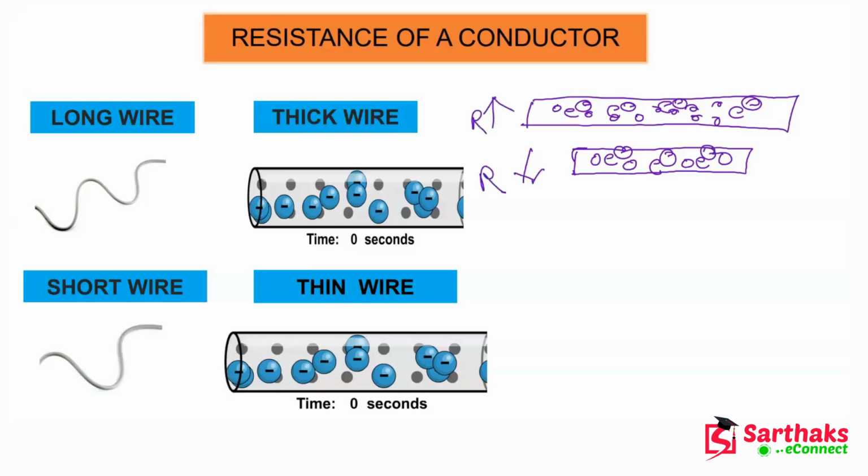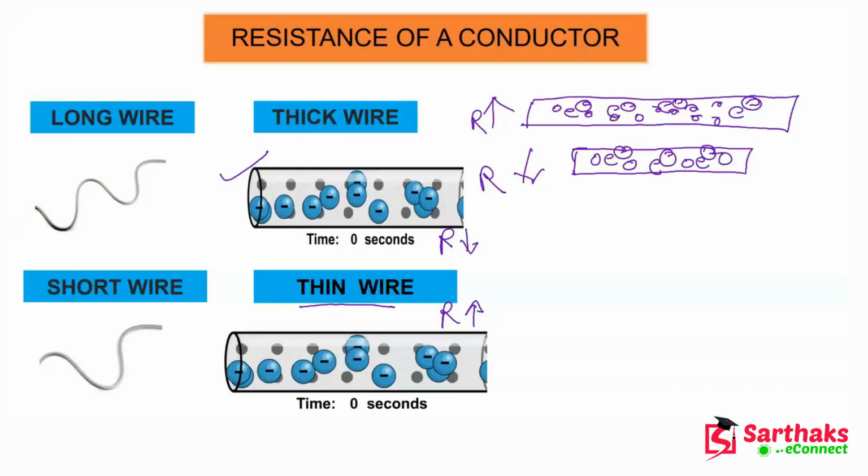The resistance of the short wire is lower and the resistance of the long wire is higher. Now let's talk about the thick wire and the thin wire. This is a thick wire. In the case of a thick wire, you can see that there is more space for the electrons to flow because the wire is thick. But in the case of a thin wire, there is very little space for electrons to move. So in this case the resistance is higher, and in the case of a thick wire, the resistance is lower.